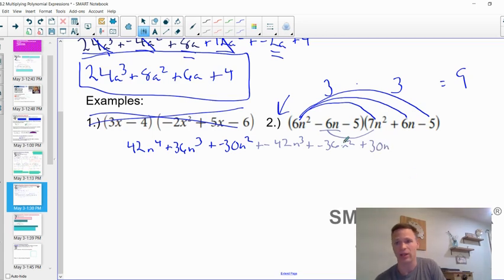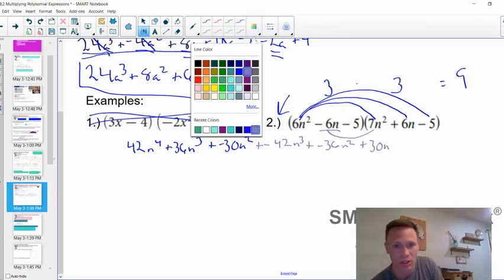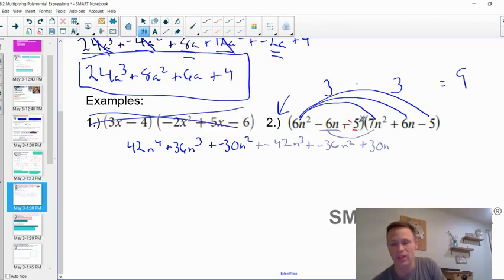All right, last term here. I'm going to switch the color. Let's go red. So now negative 5 to everything. So negative 5 times 7n squared, that's going to be 35n squared.